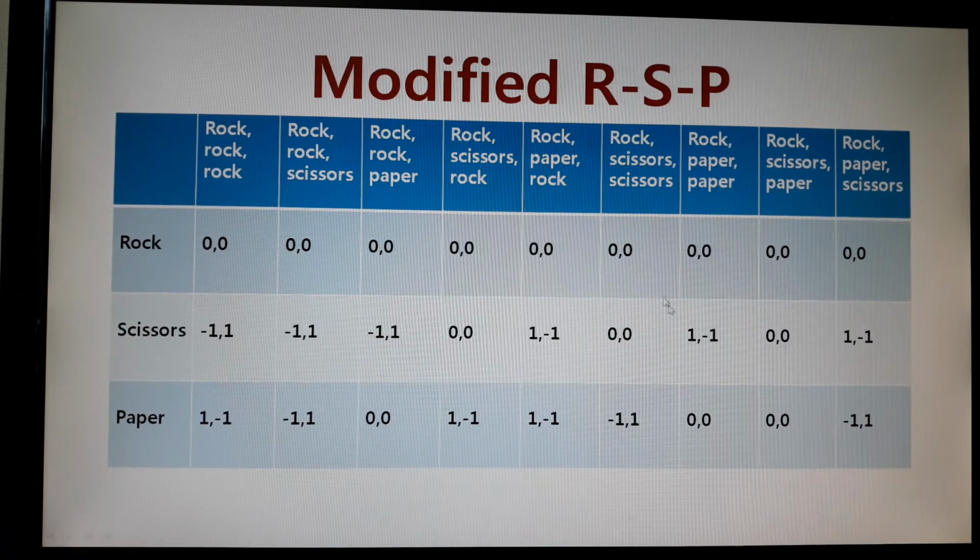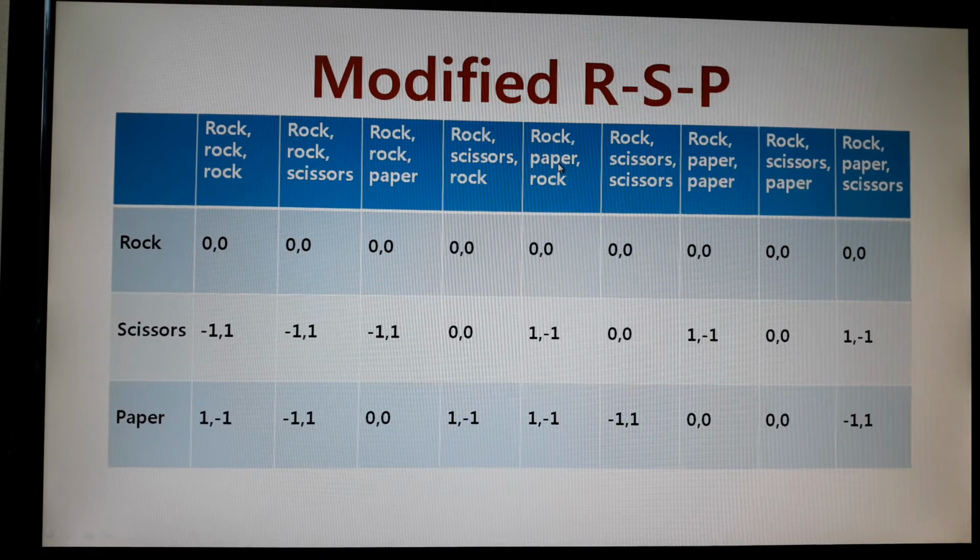What about this number? Why is it 0 and 0? Tom is playing scissors and Bill is playing rock, scissors, scissors. As soon as Tom plays scissors, the first rock and third scissors disappear. It doesn't matter because Tom chose scissors. The only thing that matters is scissors. So it's scissors against scissors. That's why it's a tie.